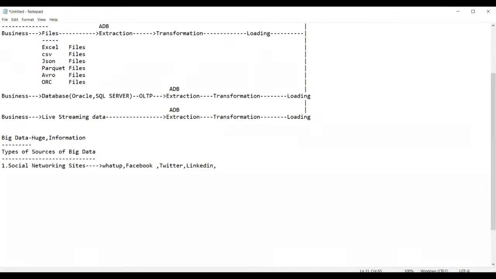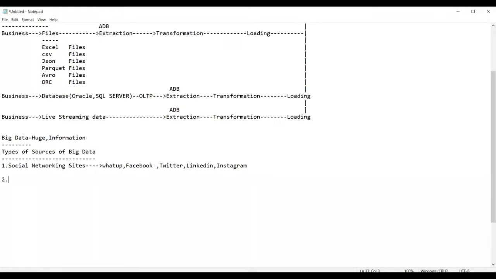Then afterwards, you also have Instagram. All these, Insta and the rest, are called social networking sites. The social networking sites are basically the major source of getting big data. Getting my point?